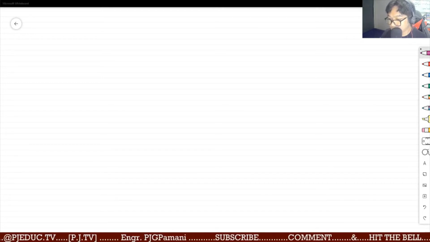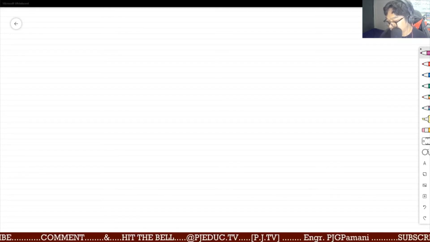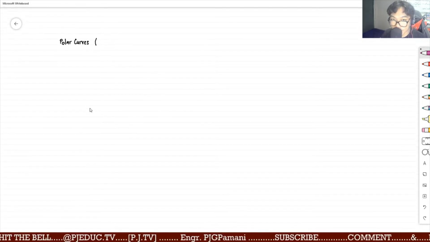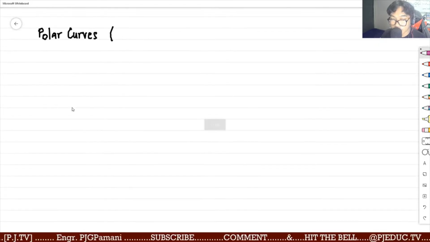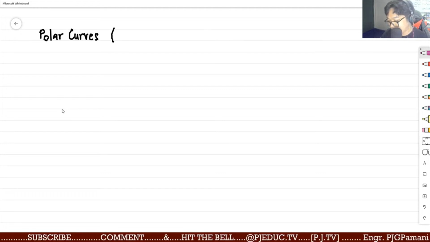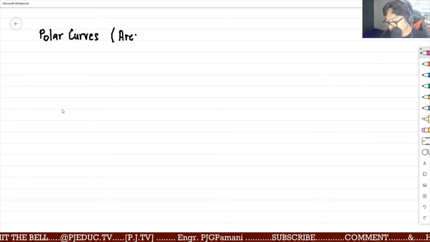If it is now a polar curve, or area bounded by a polar curve, this is now an infinite curve projected by a certain equation. Hindi lang siya parabolic curve, hindi lang siya sine or cosine curve. It is now a curve, or a continuous curve, projected by a specific equation.